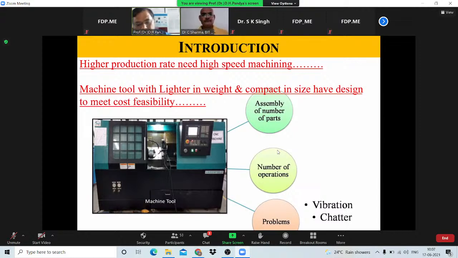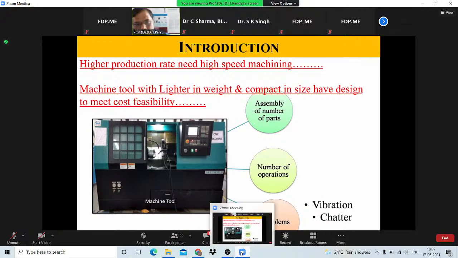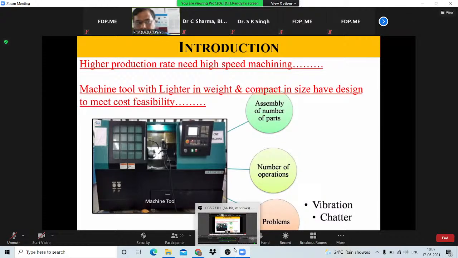Machine tools have a number of assembled parts, which increases the non-linearity. A multi-degree of freedom system comes into the picture in production, with a variety of operations. On a CNC machine we can perform a number of turning operations with a variety of attachments. All these attachments increase the degrees of freedom in our machine tools, and as the degrees of freedom increase, more non-linearity is induced into the system. Ultimately, it results in vibration and chatter.